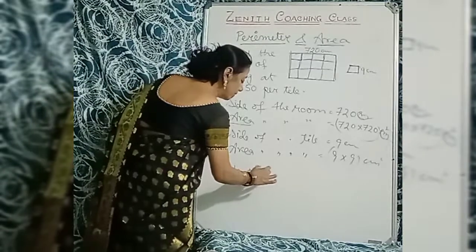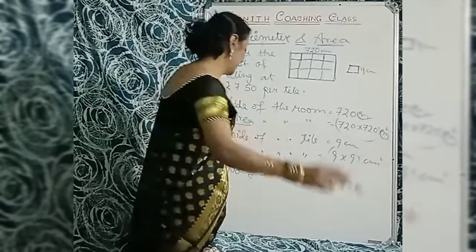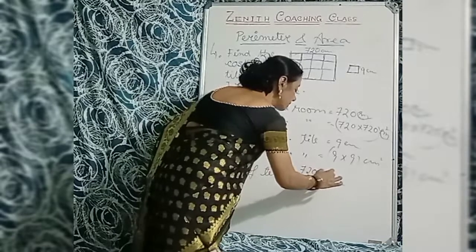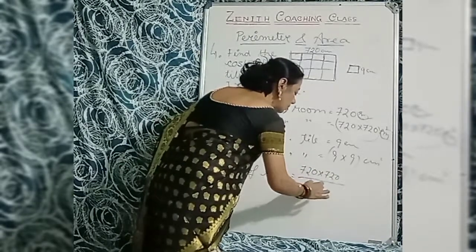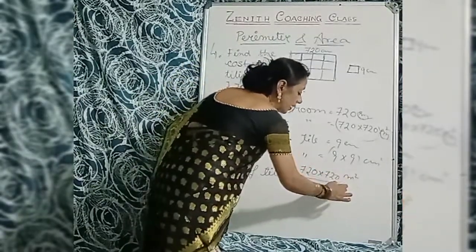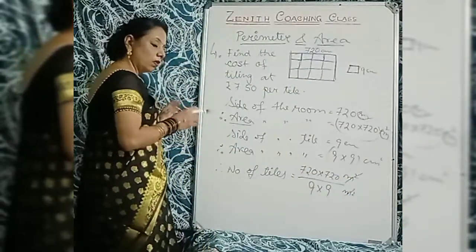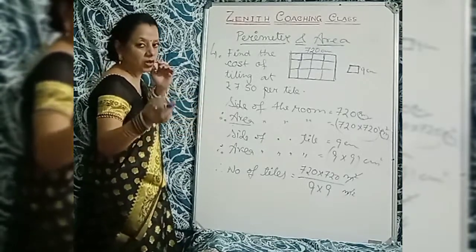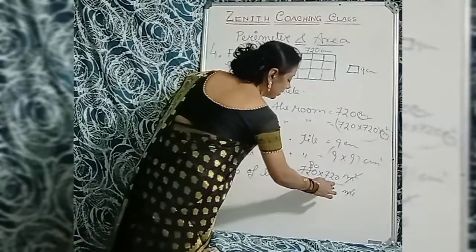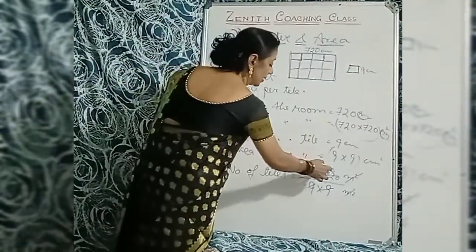So number of tiles required. I'm so lazy, I'm not writing required here. No, but you have to write it. Number of tiles equals area of the bigger square by area of the smaller square. You don't have to write meter square here, so cut it. Number of tiles has no unit. If I say 5 centimeter chocolates, never say that. So 720 divided by 9 is 80. Number of tiles required equals 80 multiplied by 80.